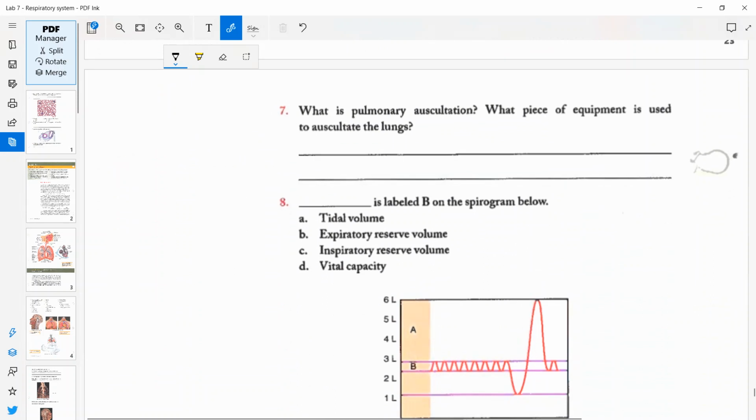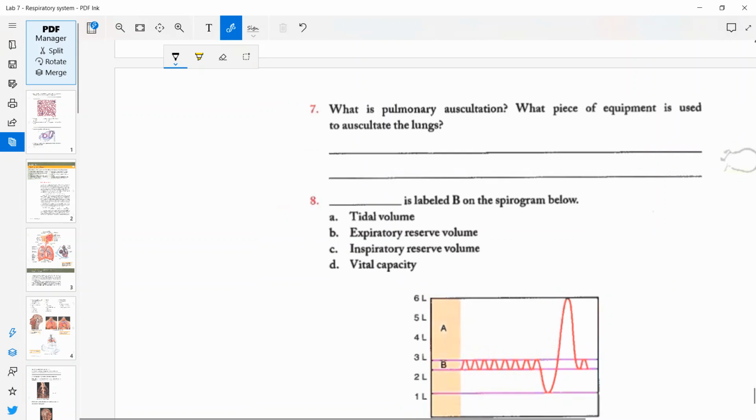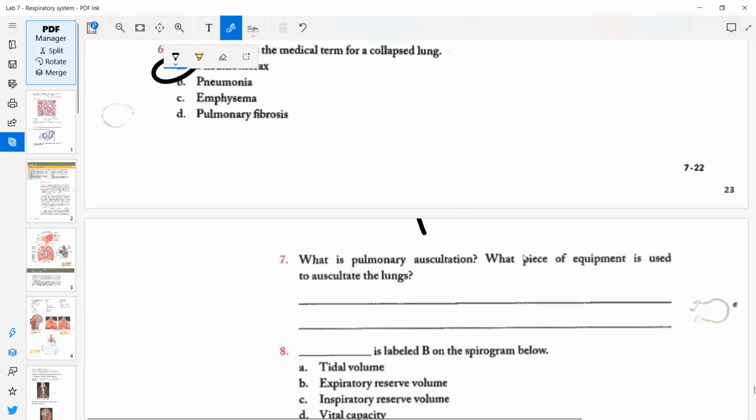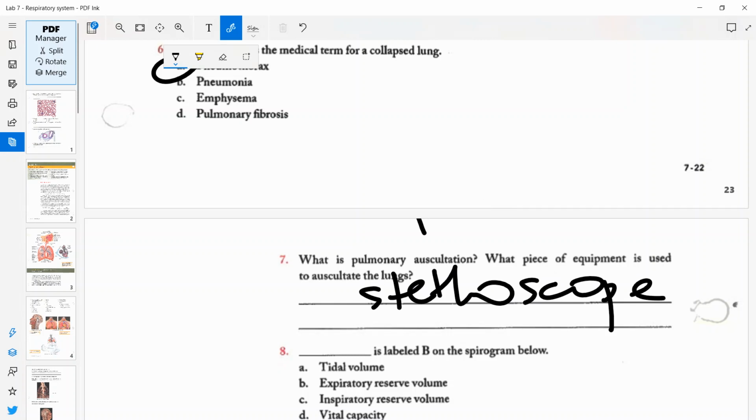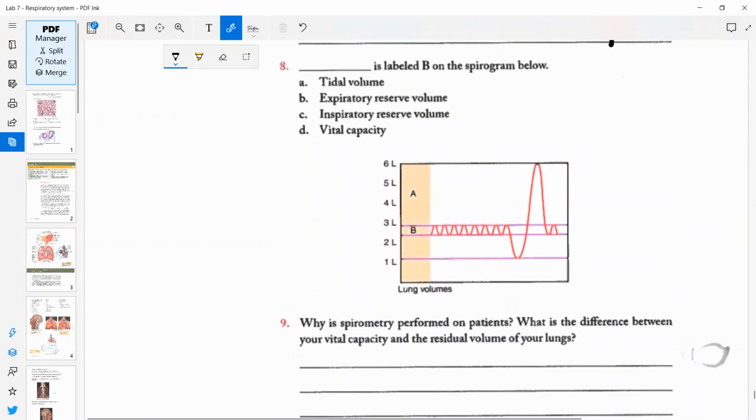Pulmonary auscultation, listening to the lungs. So that's listening to the lungs. And the piece of equipment that you need to auscultate the lungs is stethoscope. Now B here is a tidal volume.